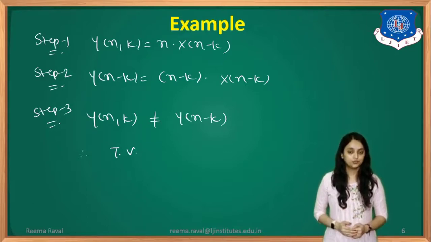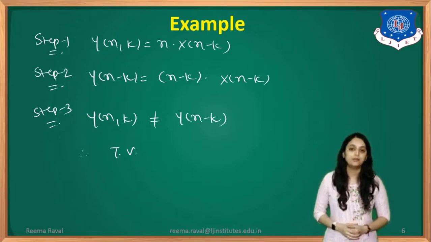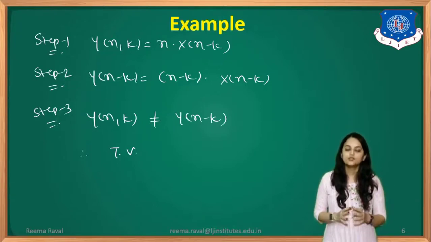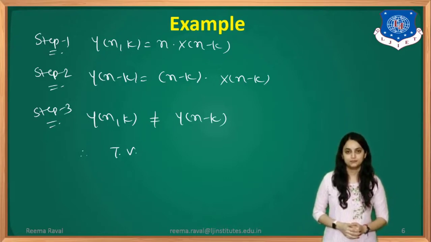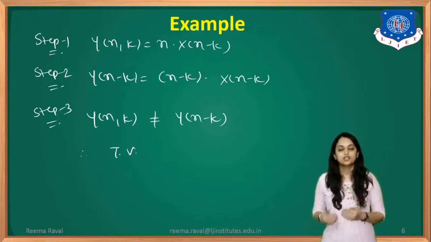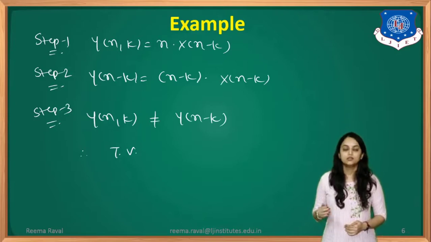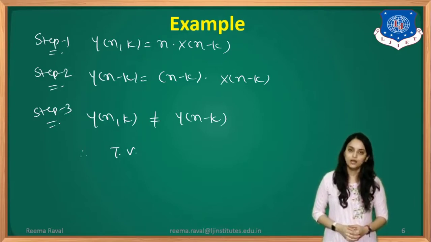If we compare these two, we can see that these two are not equal. That means y of n comma k does not equal y of n minus k. So we can say that this system is time variant. It varies with time. So we have seen these 3 cases to check whether the systems are time variant or time invariant. Now you will be able to check any given system for this property using these 3 steps.